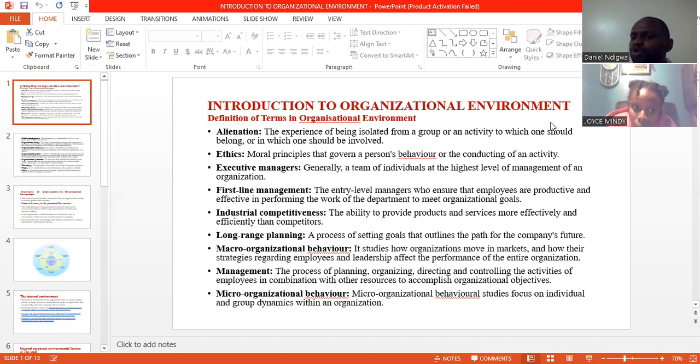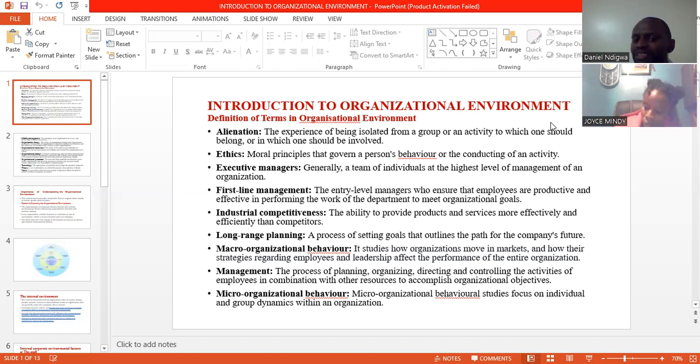And that is why when you go to organizations, you find that they have a code of conduct. This is a booklet that explains what you're supposed to do and what you're not supposed to do as an employee of a certain organization.